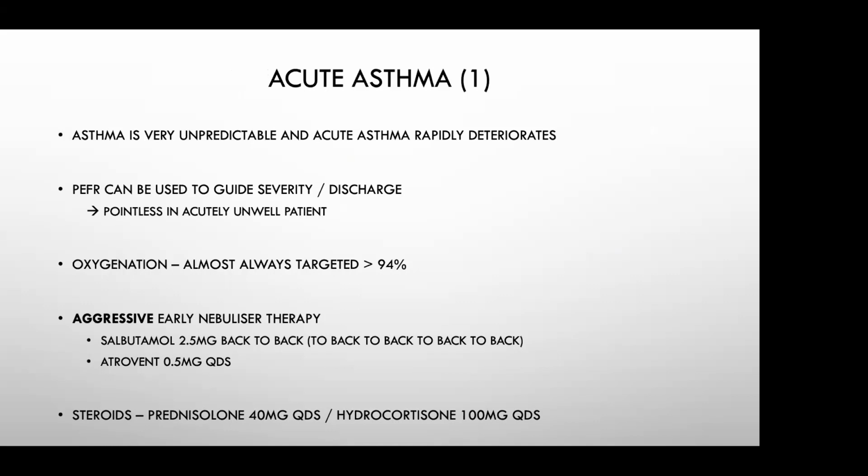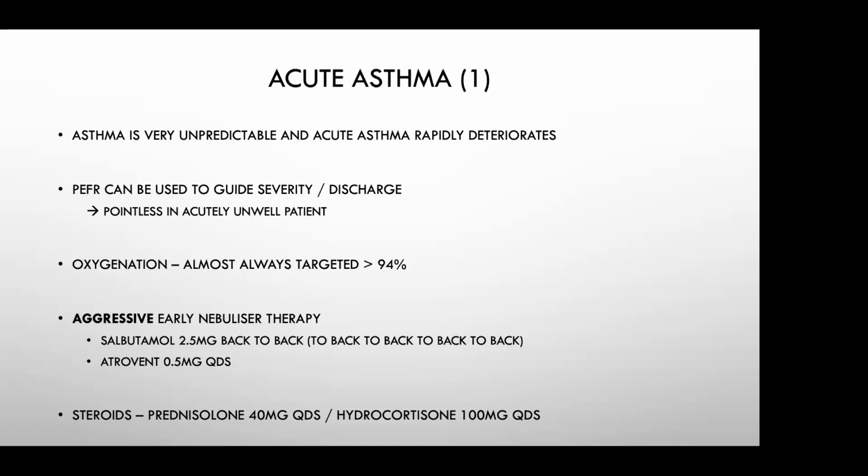Acute asthma. A lot of the management is the same as COPD. The one thing I would say is asthma is a lot more unpredictable and they deteriorate rapidly, and it's frightening because they're young. Peak flows can be used to guide severity and whether they're going to be discharged, but don't ask a patient who is gasping for air to give you a peak flow. It's pointless. The steroid dose I use is slightly higher. That being said, there is a tendency to go for 30 milligrams in these patients as well.